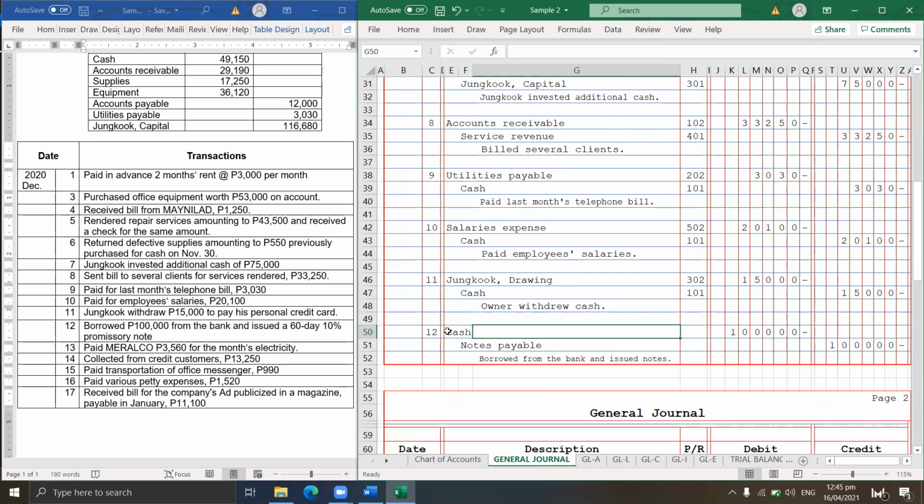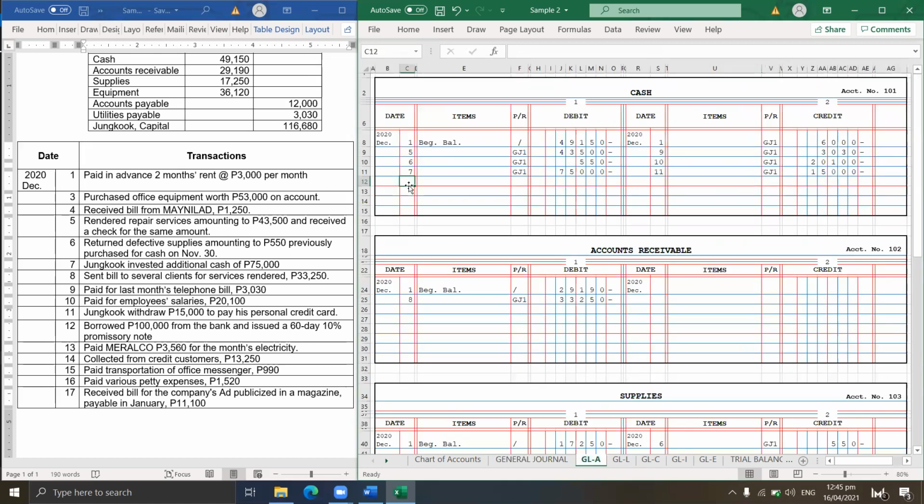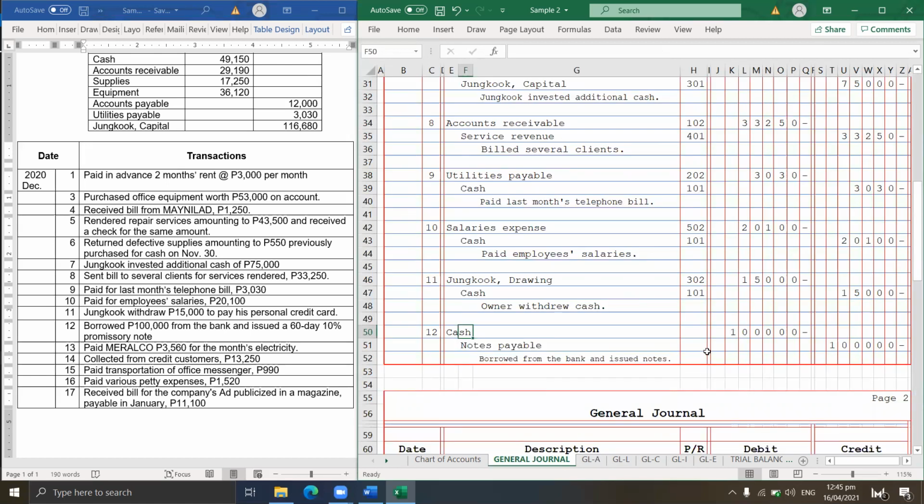So anyways, for this one, we will be posting a debit to cash, 100,000. So punta tayo sa cash. Okay, so that's December 12. Okay, still that's the last part of GJ1 and then amounting to 100,000. Okay, so after posting, balik sa journal para sa posting reference ng cash. So that's 101.